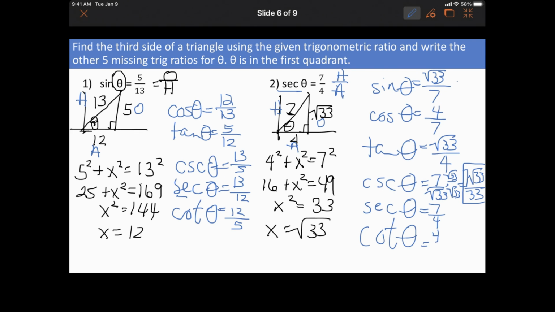So this one we're flipping as well. Again, square roots in the bottom. So we're going to multiply by the square root of 33. So that's going to be 4 root 33 over 33. This is 7.